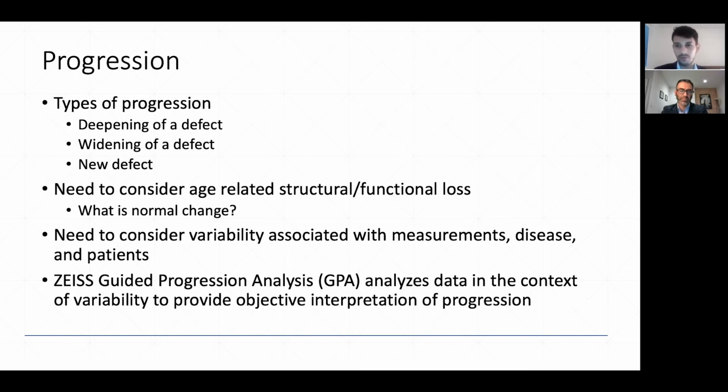We're looking just at raw data ourselves. So you got to remember what is normal change. And then we need to consider variability that the instruments have when you take measurements. The glaucoma disease has variability.